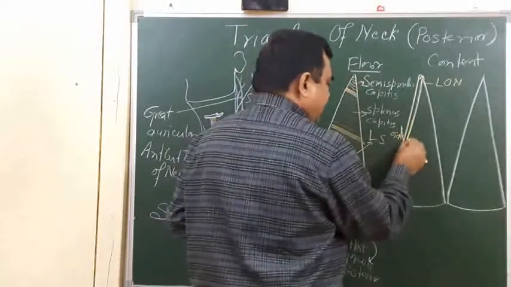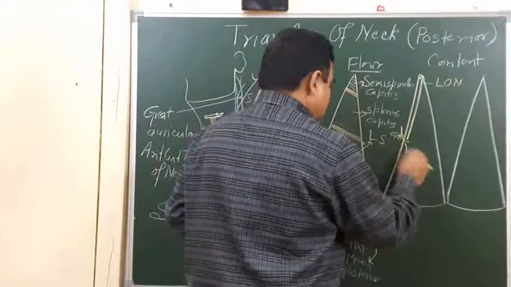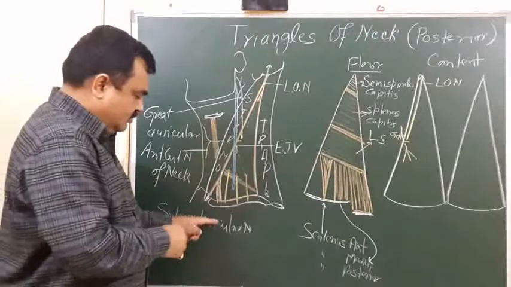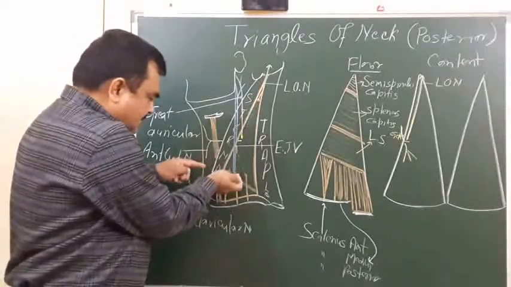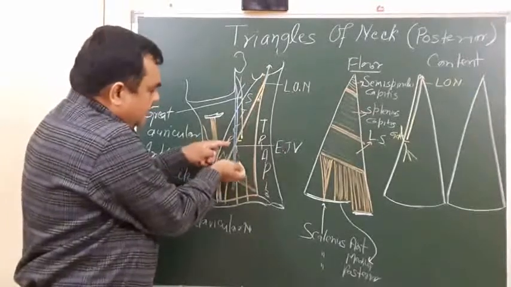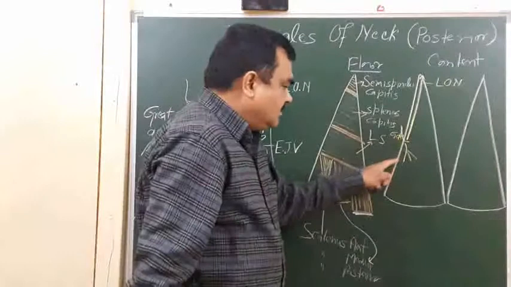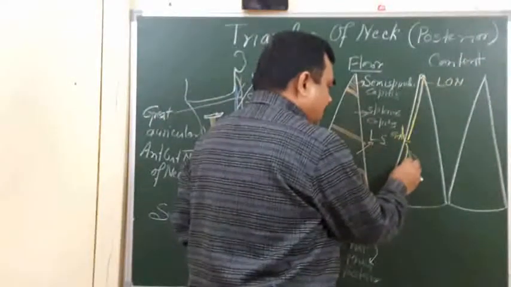And the nerve here is the supraclavicular nerve. Here it pierces the deep fascia. So this portion lies in the triangle and forms the content of the triangle. This is the supraclavicular nerve.